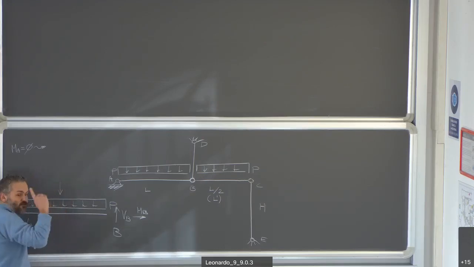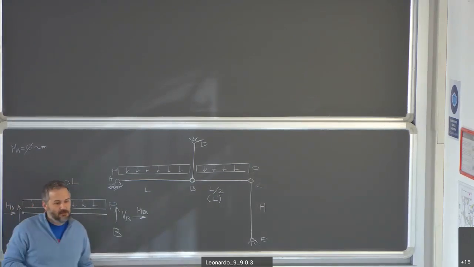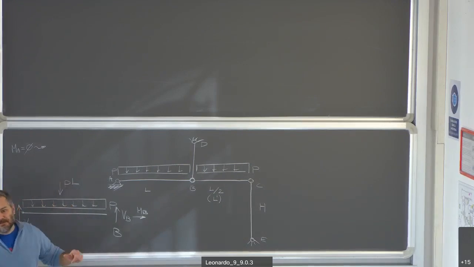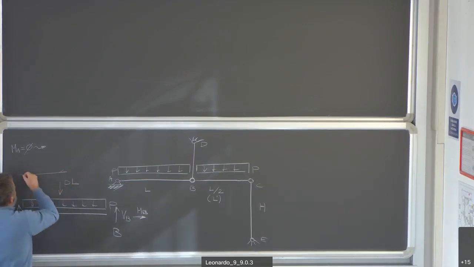Then, for the sake of global equilibrium, and only for global equilibrium, I am allowed to represent the distributed load as its resultant force taking place at midspan, with a value which is P times L. Since it's the distributed load, you take the magnitude of the load and multiply it by the length. Very intuitive concept. And I have to specify its distance from point A, which is L divided by 2. So the first contribution which I encounter as I move from the left to the right is PL times L divided by 2.